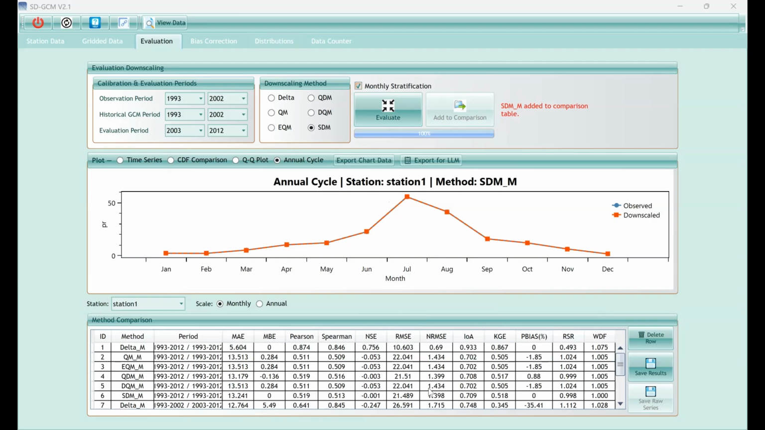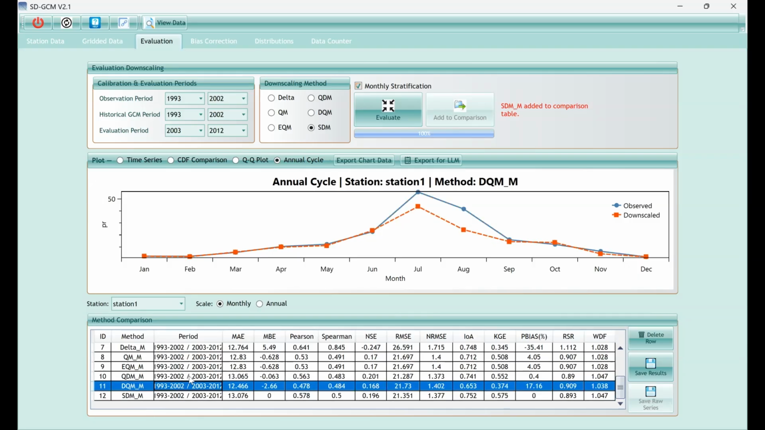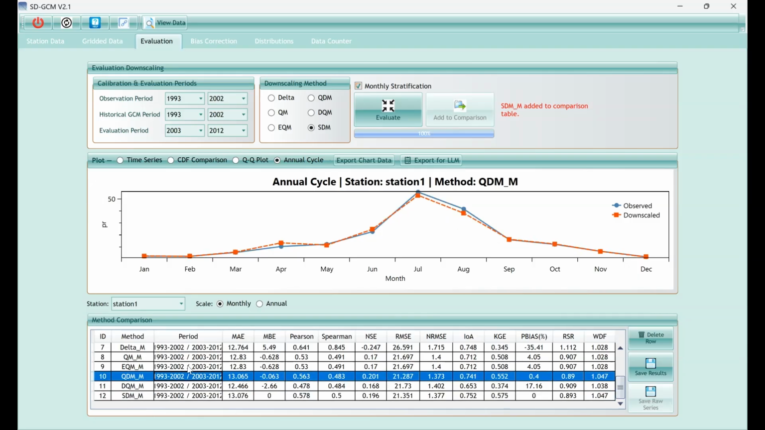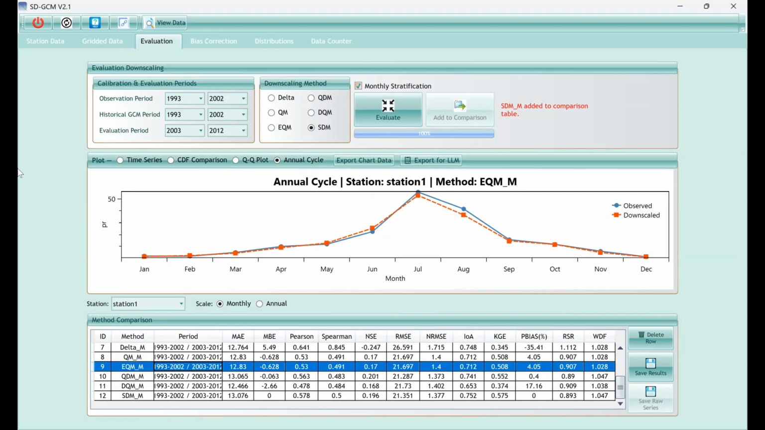Now, we have 2 sets of evaluation results. The first uses the same period for calibration and evaluation, while the second uses independent calibration and validation periods. Next, we'll compare the statistical indicators and charts to determine which bias correction method provides the best overall performance for this dataset. Now, let's compare the performance of the 6 bias correction methods.